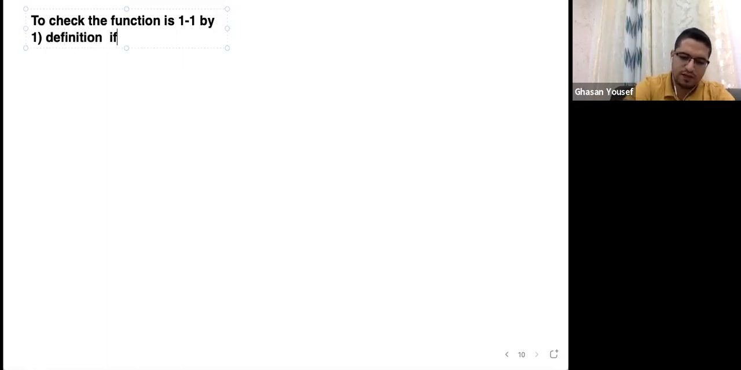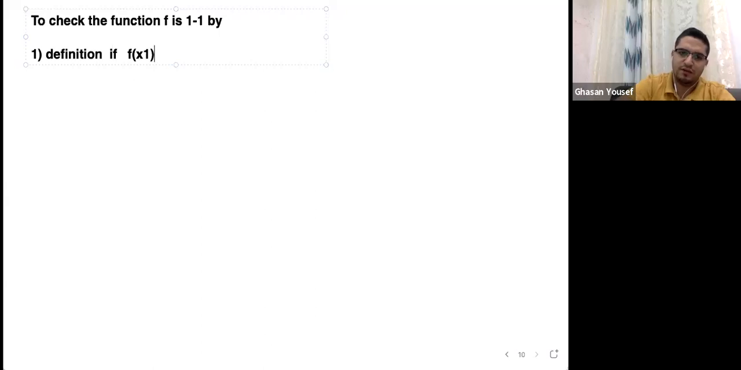So the definition says, to check if the function f is one-to-one, there are two options. By the definition, if f of x1 equal f of x2, then x1 equal x2. I'm going to explain this by the example. And the second thing is by using the horizontal line test.